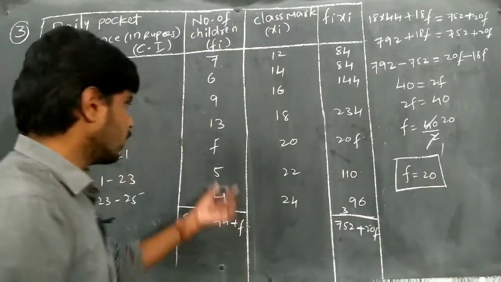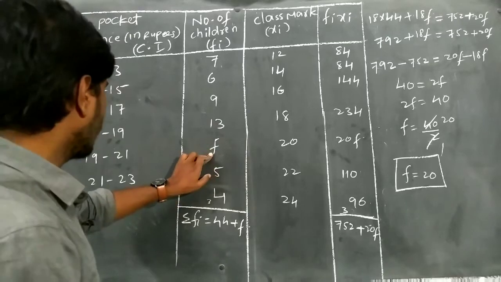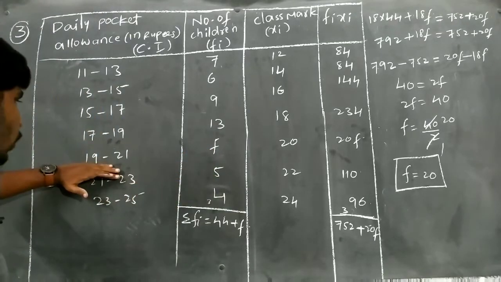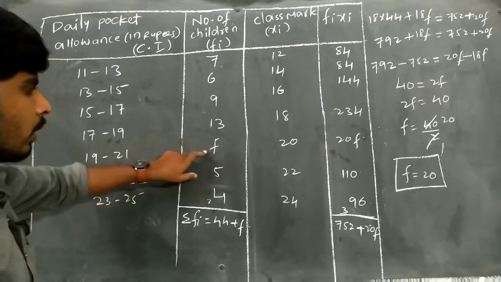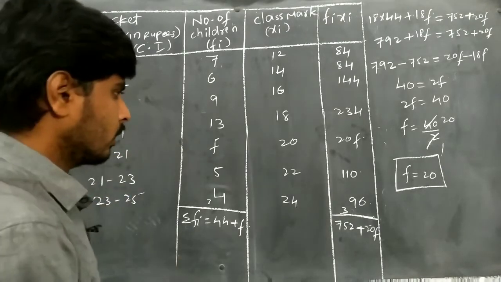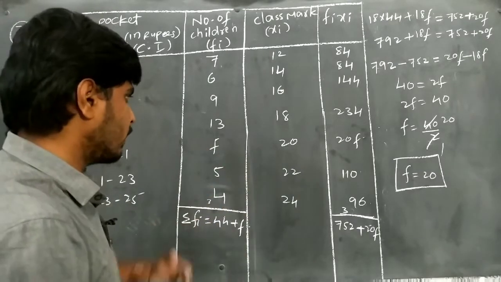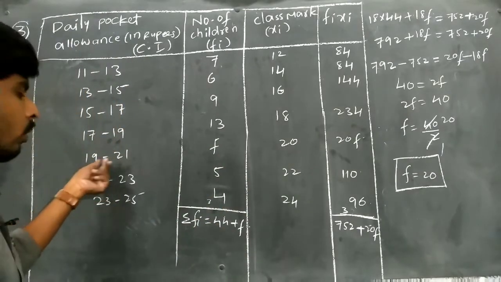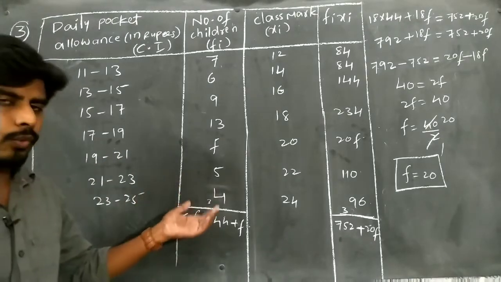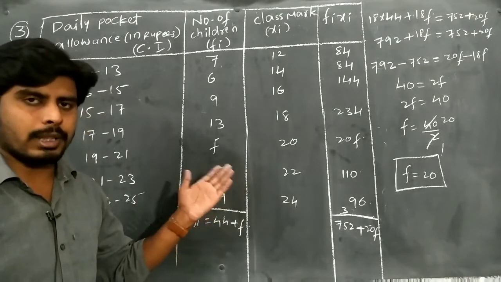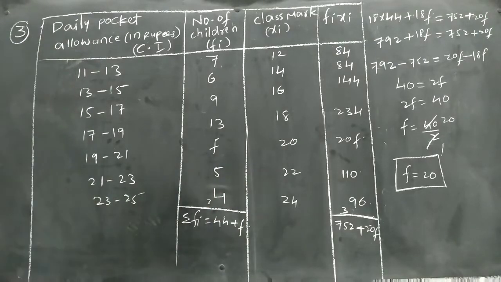Okay, so here replace the value f equals 20. So the allowance of 19 rupees to 21 rupees, the number of children is how many? 20 members. Okay, right. So 20 members have allowances between rupees 19 to 21. So here we have used the direct method to find the mean.